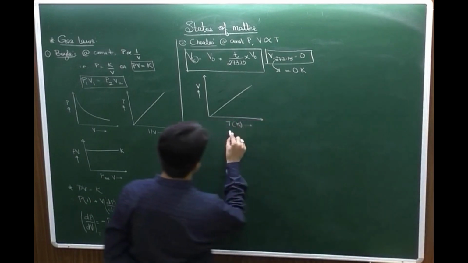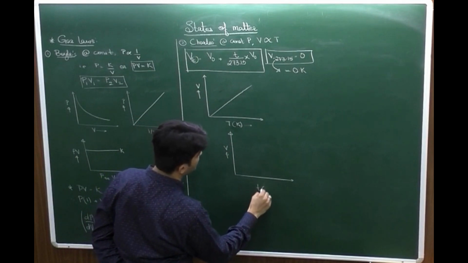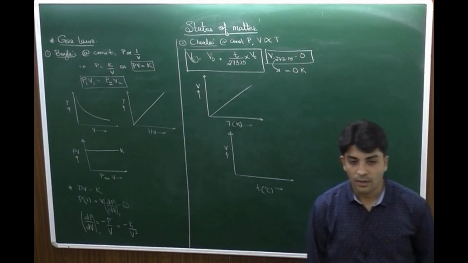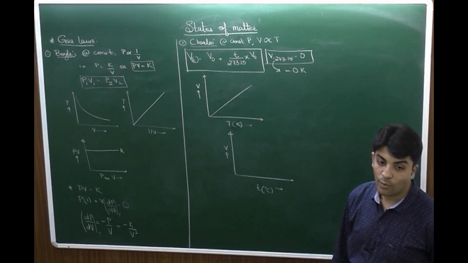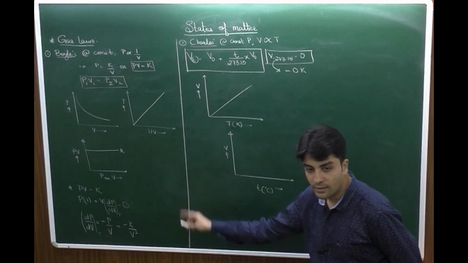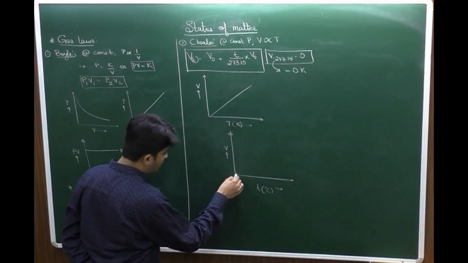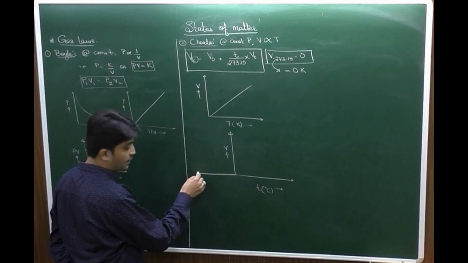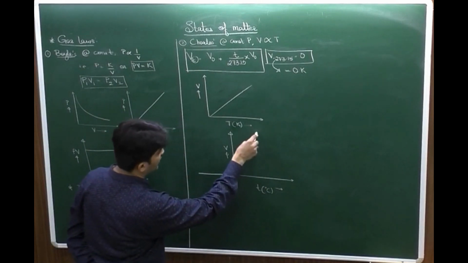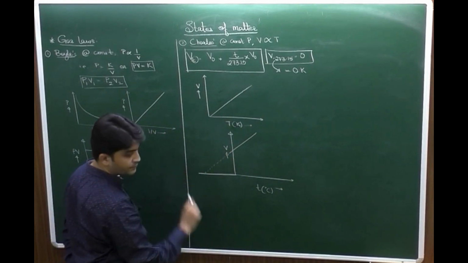But if you are asked the graph of volume versus the temperature in degree Celsius, the graph will cross the y-axis and meet 0 on the negative side. Because in this case, when the temperature is decreased to minus 273, then the volume is becoming 0. So the graph for volume versus temperature here will be like this.